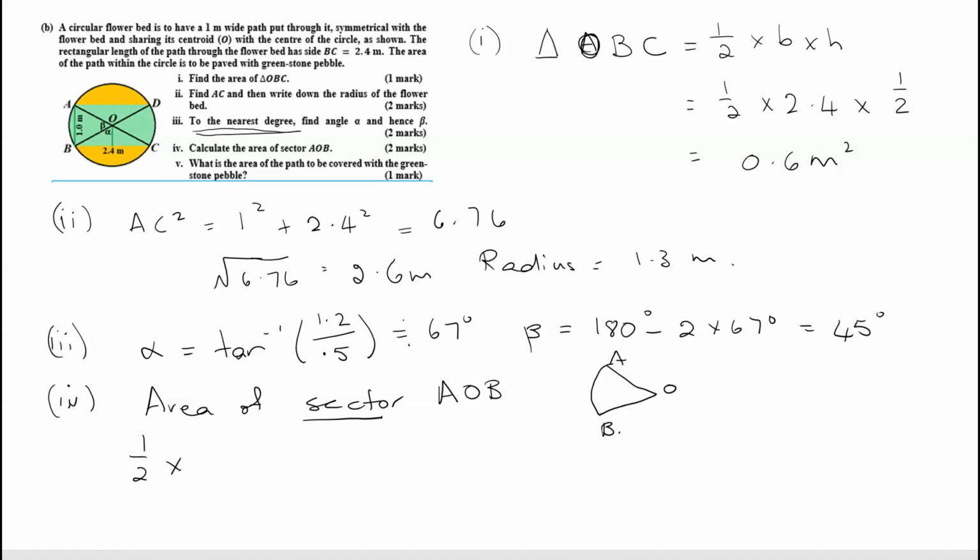It's a half r squared theta, but theta is in radians. So we've already found the angle, and we now need to convert it to radians. So it needs to be a half times radius squared, which is 1.3 squared, times the angle in radians, and that gives you the answer that some of you got.